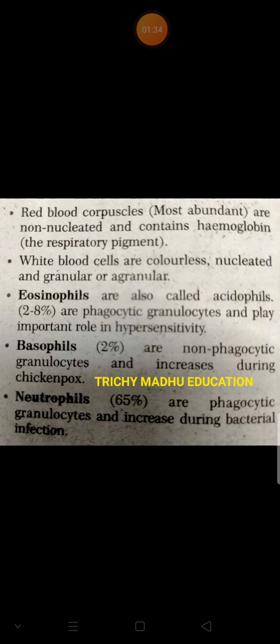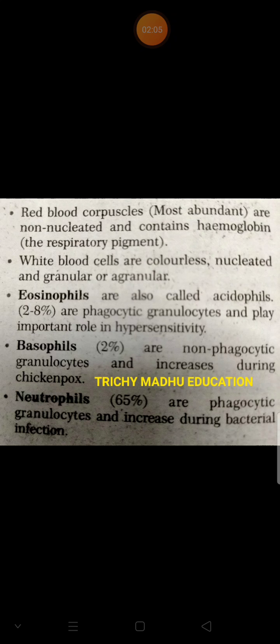Next one, red blood corpuscles are the most abundant in blood, are non-nucleated and contain hemoglobin, the respiratory pigment. White blood corpuscles are colorless, nucleated, and granular or agranular.